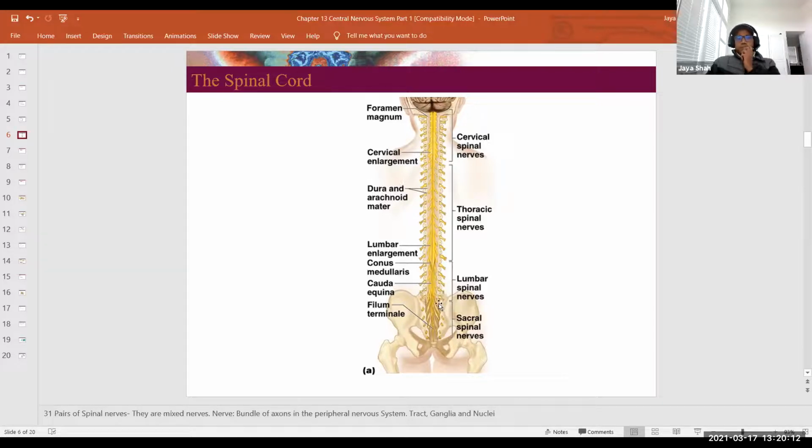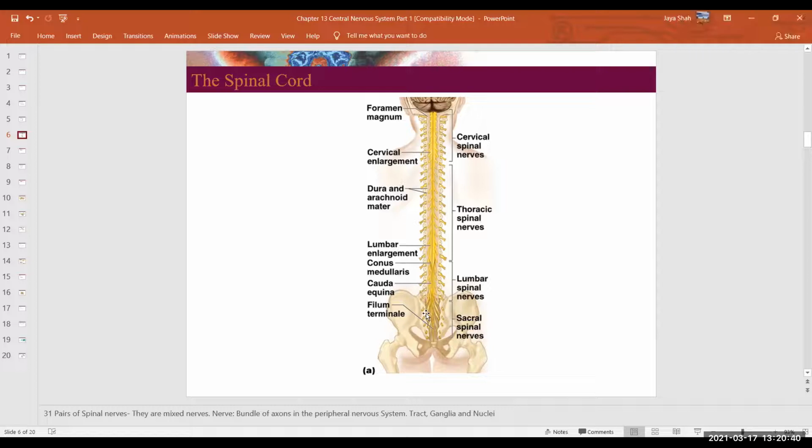Then the spinal nerves from above, from the thoracic region, lumbar region, they come down like hair coming down, and they look like the hair in the tail of the horse. And that's why the bundle of spinal nerves, we call it cauda equina.